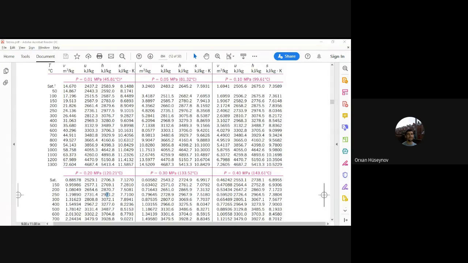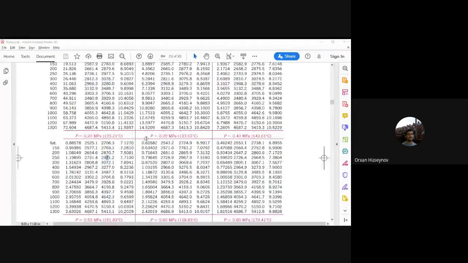But to make things easier, I should go back to the slide. I will switch the screen. I will make the question a little bit easier because I don't want to start with the double interpolation here.